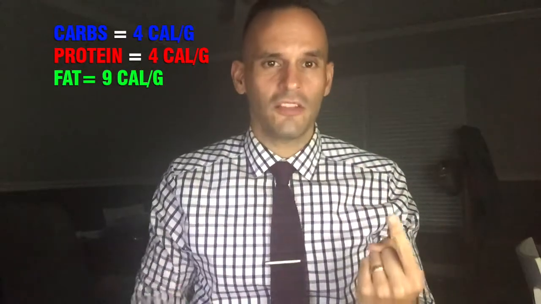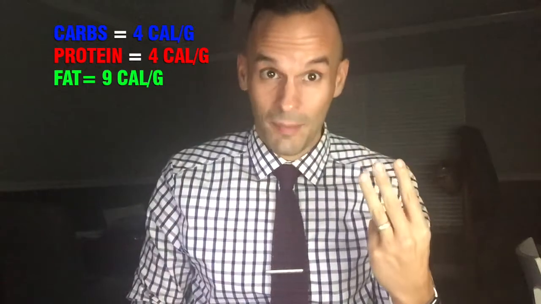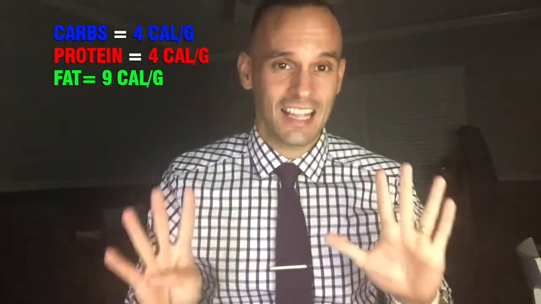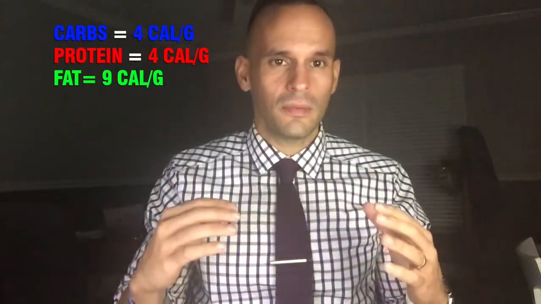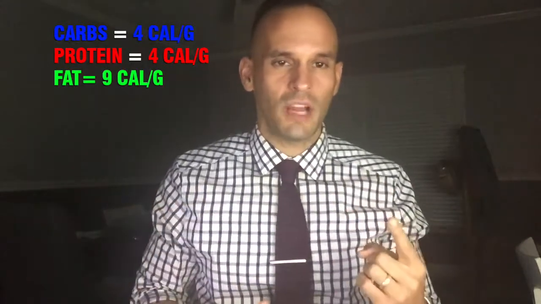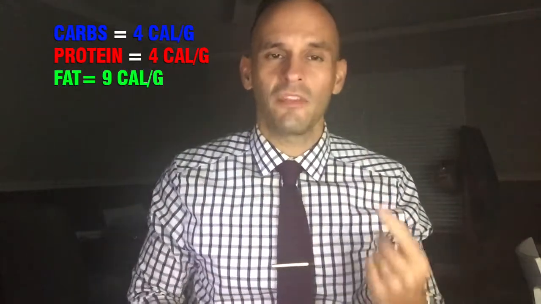The first thing you need to do before even calculating your macronutrients is, one, you got to know what the macronutrients are, which are carbs, proteins, and fats. Every gram of carb and protein has 4 calories. So a gram of carbs has 4 calories, a gram of protein has 4 calories, and a gram of fat has 9 calories per gram. So we're talking double the amount of energy in 1 gram of fat when compared to 1 gram of carb or protein, which both have 4 calories.